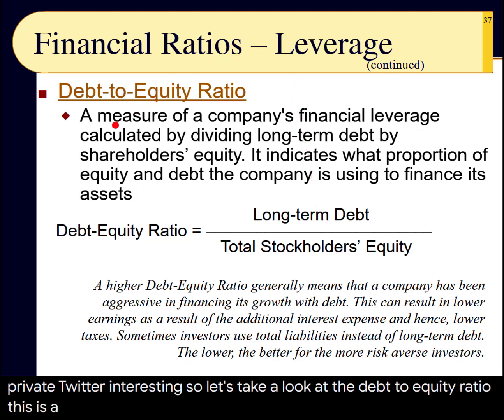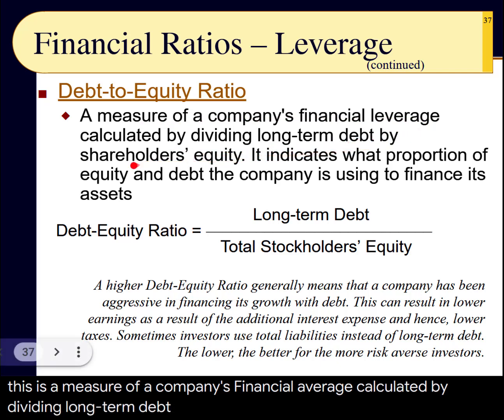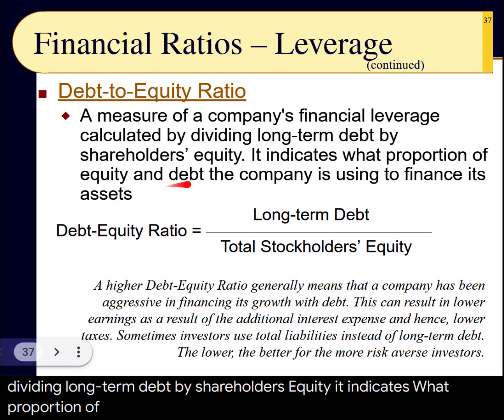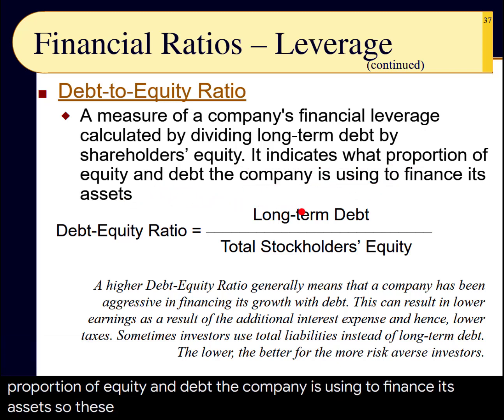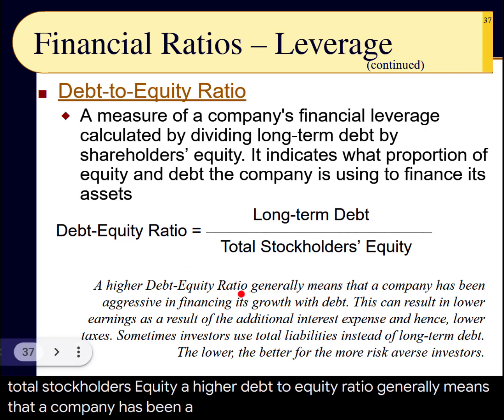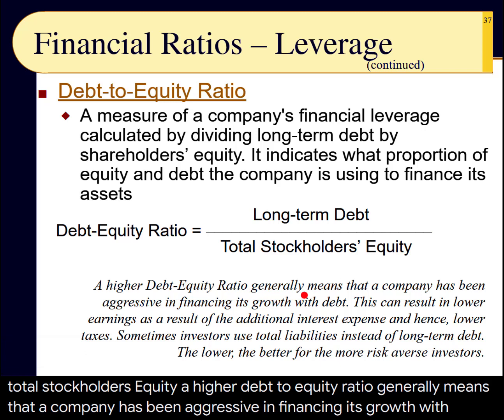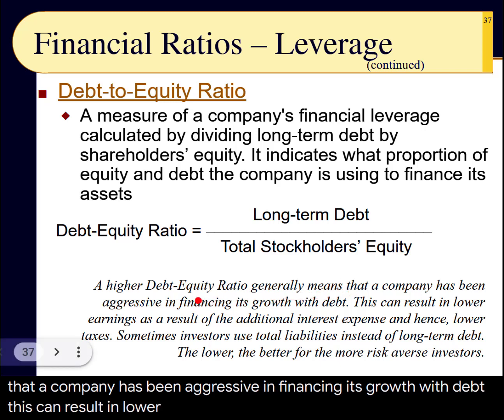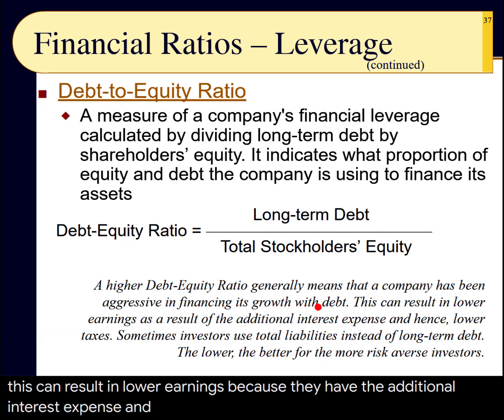This is a measure of a company's financial leverage calculated by dividing long-term debt by shareholders' equity. It indicates what proportion of equity and debt the company is using to finance its assets. So these are on the balance sheet, the long-term debt and the total stockholders' equity. A higher debt to equity ratio generally means that a company has been aggressive in financing its growth with debt. This can result in lower earnings because they have the additional interest expense and hence lower taxes.